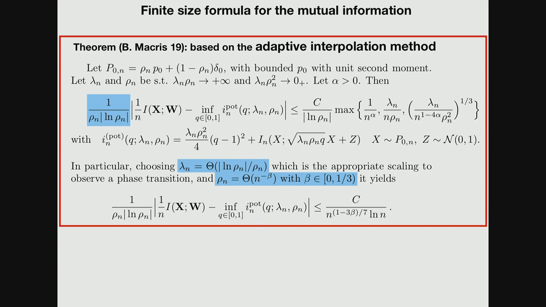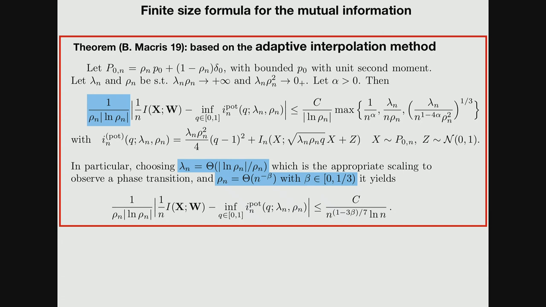In this setting, you do not need to rescale by 1 over n, but by 1 over n times these things. And this is how this object will have a limit. So this goes to zero much slower. Essentially, this difference is small. So trust me on that. This is going to zero. And in particular, if you place yourself at the scaling where you should observe a phase transition if the replica prediction was correct, which is this scaling, the SNR scales as log rho over rho, and you let the sparsity go to zero at a certain rate, like this, then the bound becomes clean, which is nice.